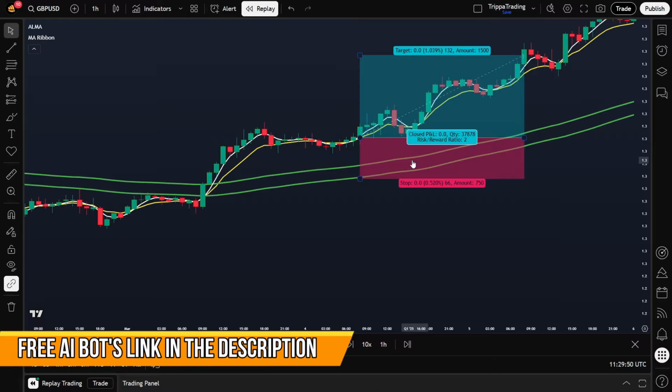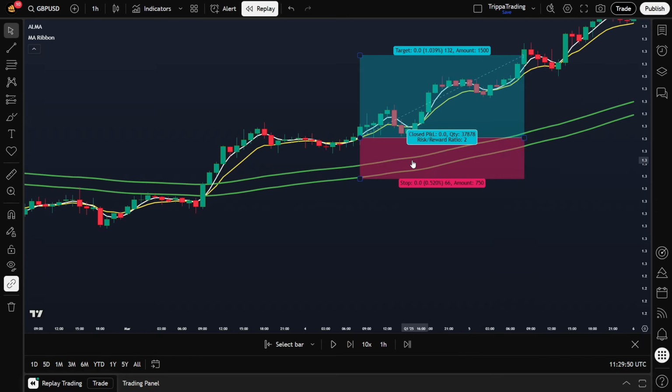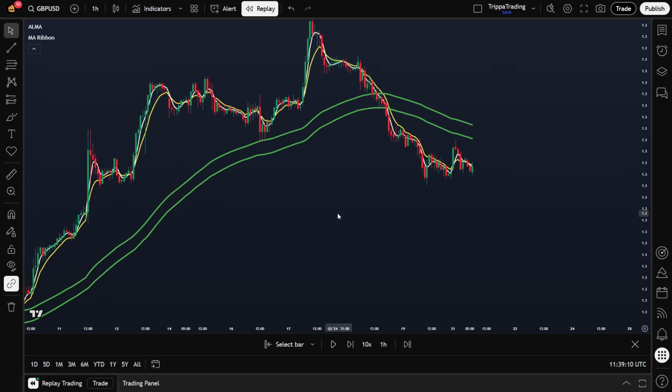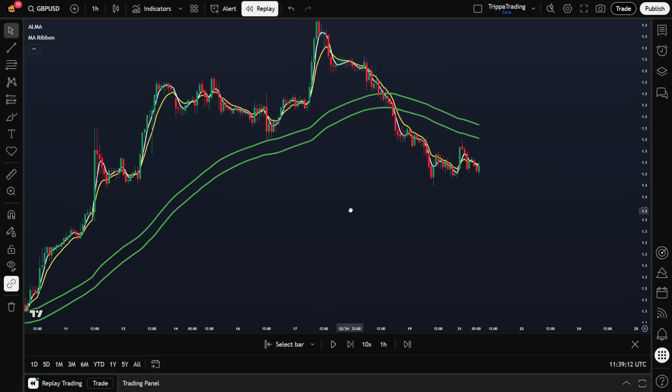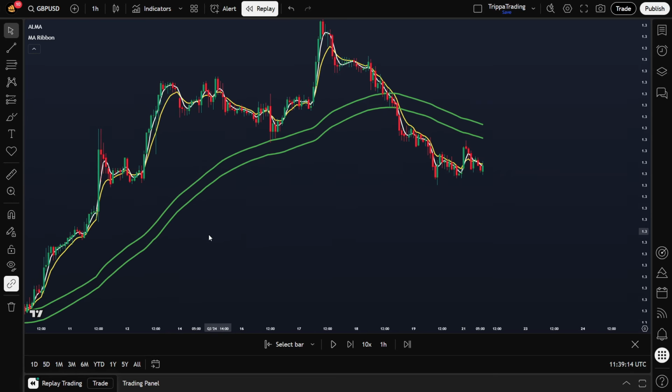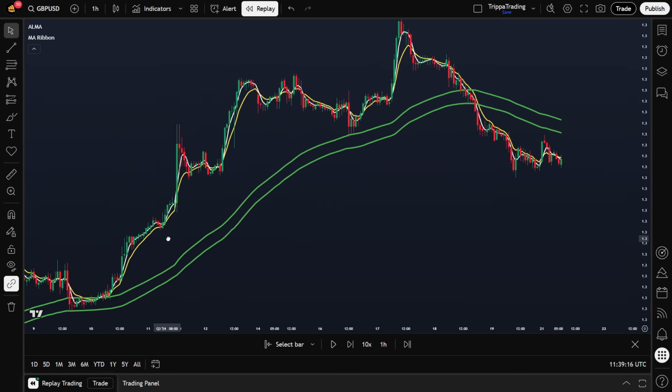We only take the first confirmed pullback after a reversal and ignore everything else. This step will help you stay away from many false signals. Now let me show you one more clean sell example, so you can really see how consistent this setup is when the rules are respected.